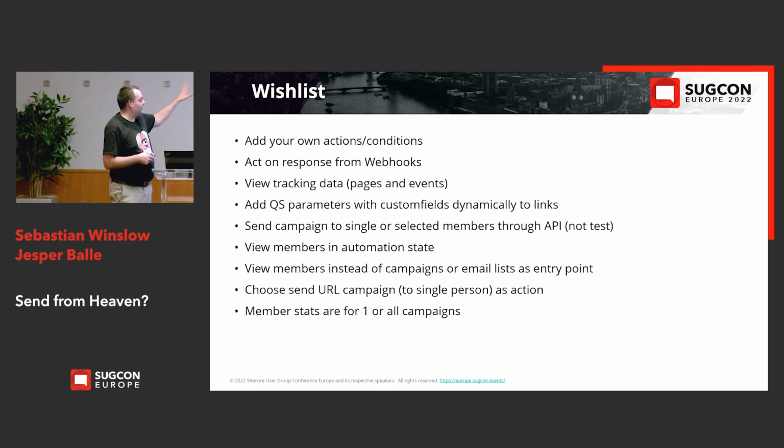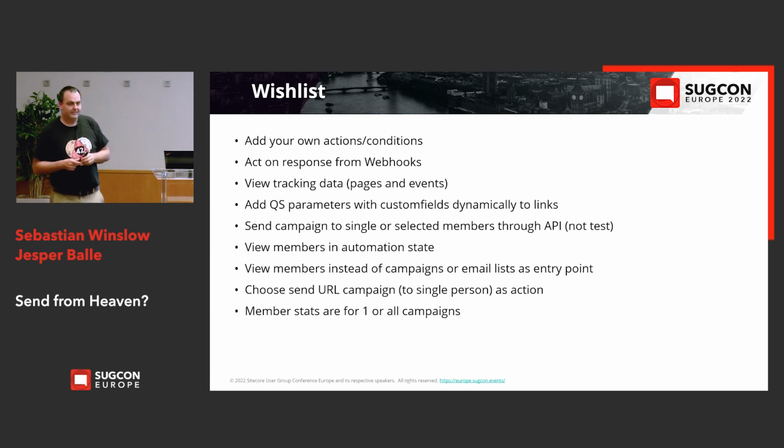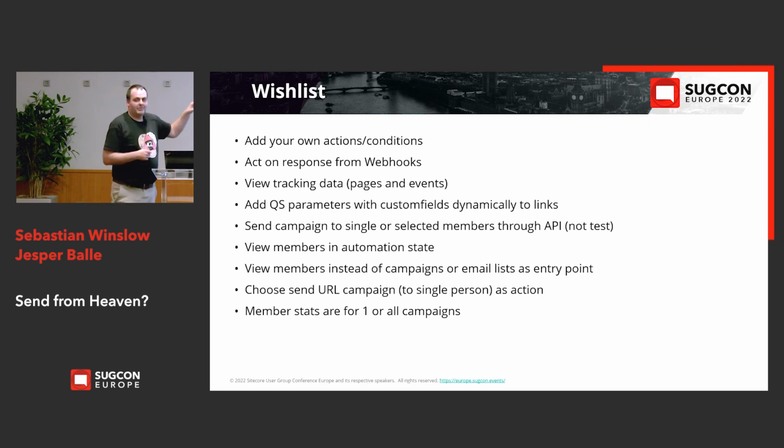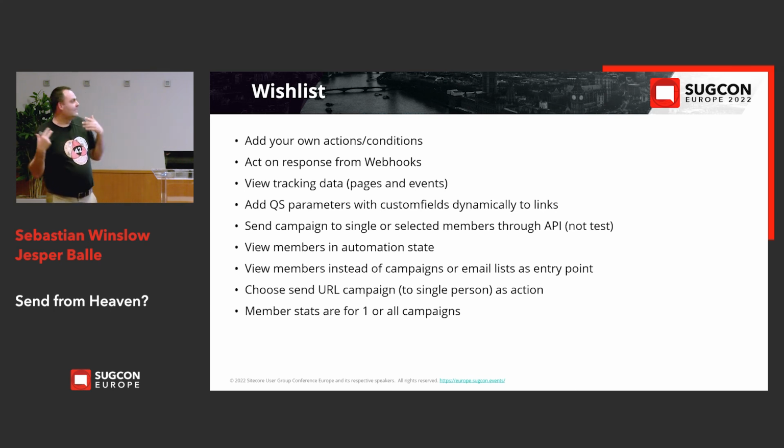Add QS parameters with custom fields dynamically to links in the campaigns. It's easy to add the value of, but not to combine it into a link. That would be really cool. Send a campaign to a single member. I can send it, or selected members. I can send out to all or none through the API. If it's test emails, I can send out to one.